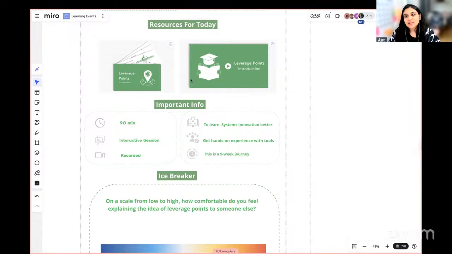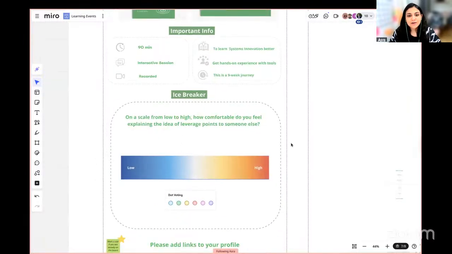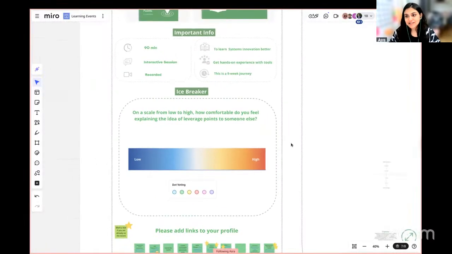The main objective of this Systems Innovator Learner series is that we would like to help all of you understand systems innovation better, and get you hands-on understanding and experience with the tools. This is a 9-week long journey, and today we're already in week 5. And this time we're doing something a bit different, exploring the new features on Miro board.